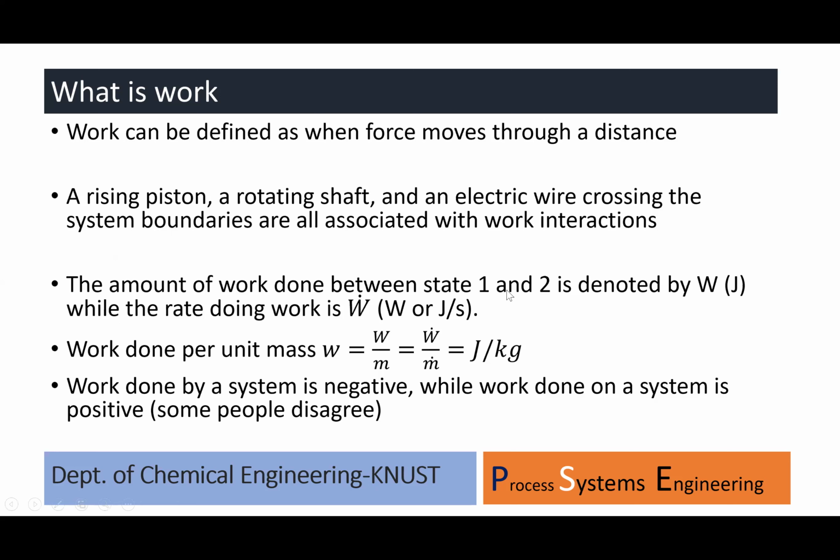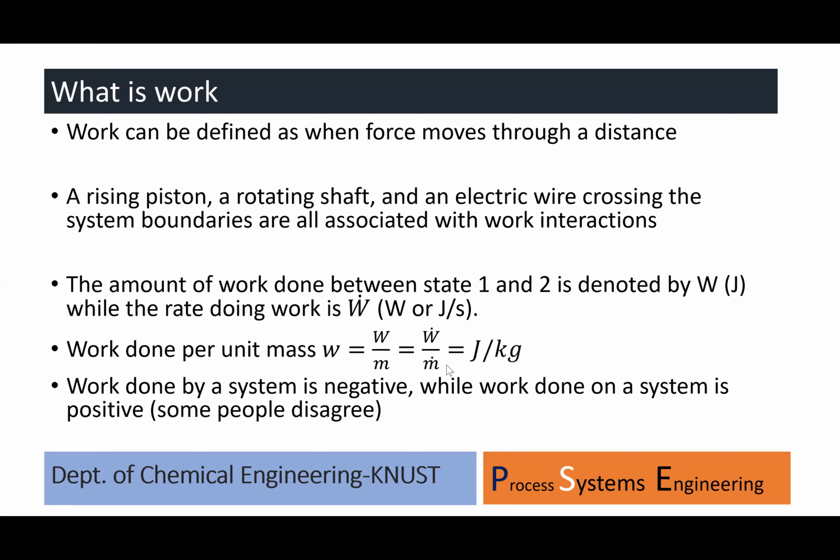And the amount of work that's going to be done between one state and the other, we are going to denote with the letter W. The unit is also going to be in joules. Then if we consider the rate of doing work, it is going to be W dot, that is W divided by time.